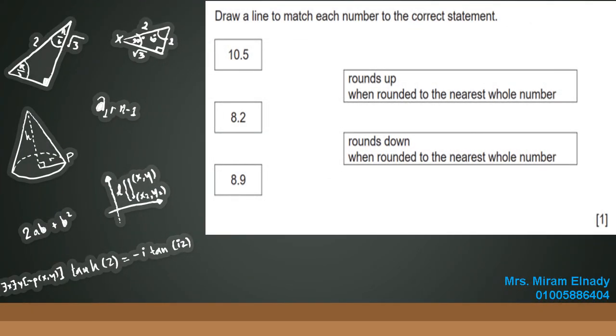Draw a line to match each number to the correct statement. 10.5, 8.2, 8.9. As you know, 5 is a strong number, so it's going to round up. What about 8.9? 9 also is a strong number, so it will make the whole number round up. 8.2, 2 is a weak number, so the number will not round up, it will round down.